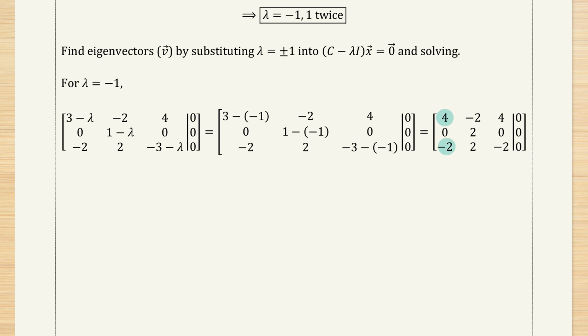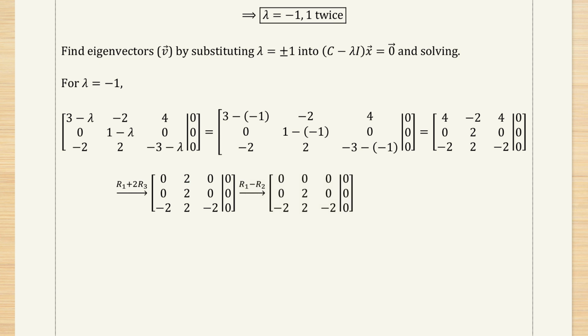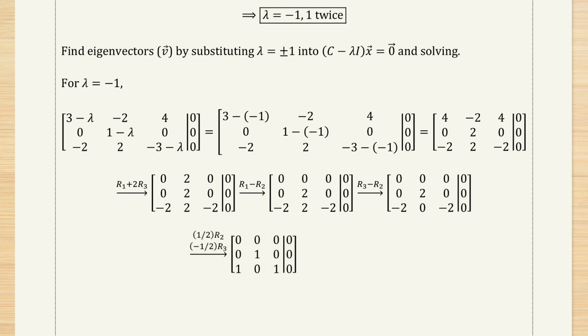Looking at the 4 and negative 2, we can get rid of the 4 by going row 1 plus 2 times row 3. We can get rid of the 2 in row 1 by subtracting the 2 in row 2. We can get rid of the 2 in row 3 by going row 3 minus row 2. Turn those 2's into 1's by multiplying row 2 by 1 over 2 and row 3 by negative 1 over 2. Put that row of zeros at the very bottom of the matrix. Row 1 switch with row 3.